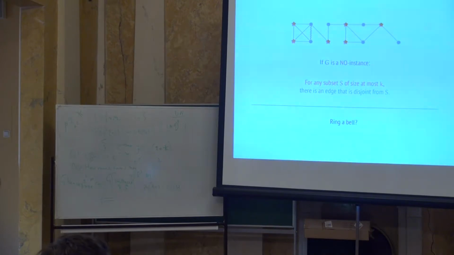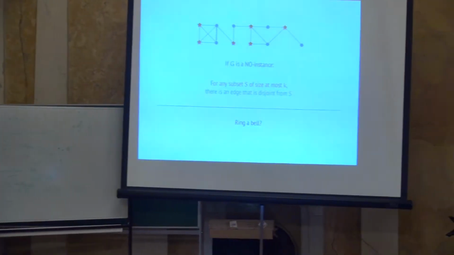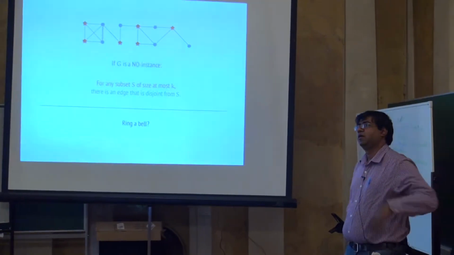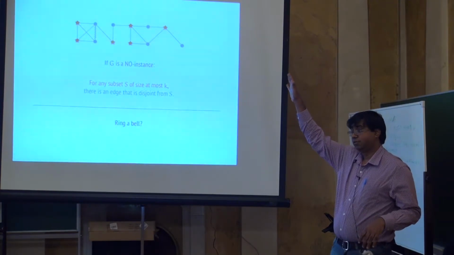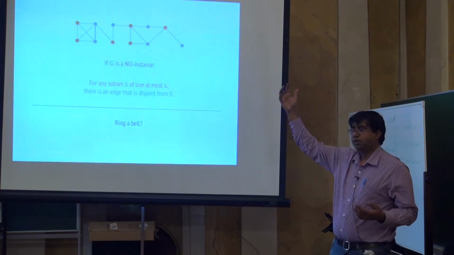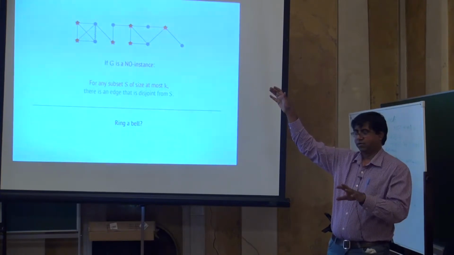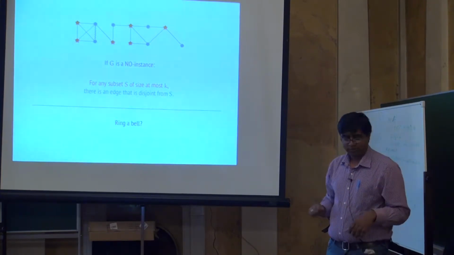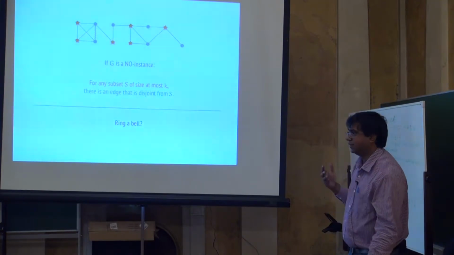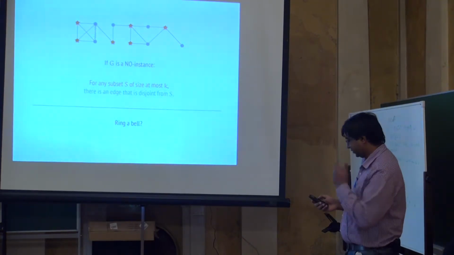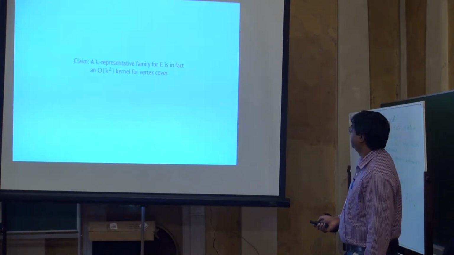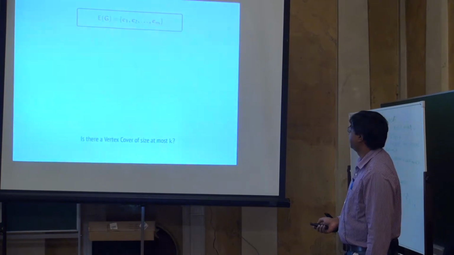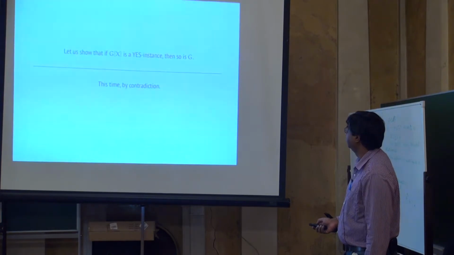So why was I computing this k-representative family? I was trying to say, look at your solution, which is x. If it is a no, then for any solution I have some disjoint edge. This is all that I'm trying to keep. So let's prove it formally. There's no magic happening. Okay, this I already told you.